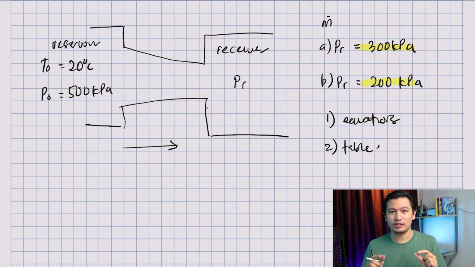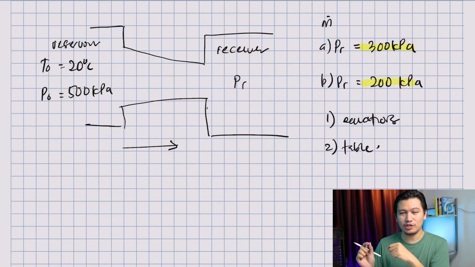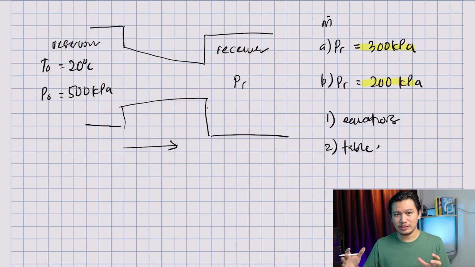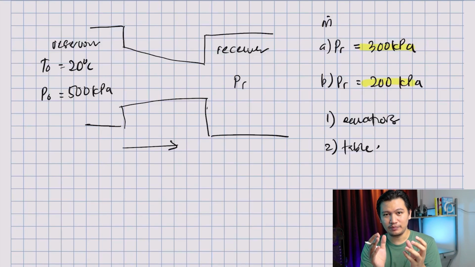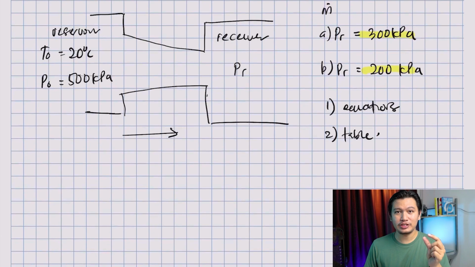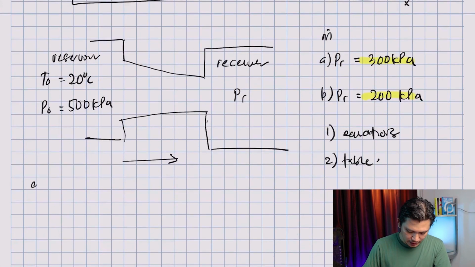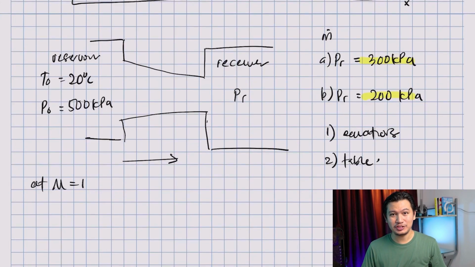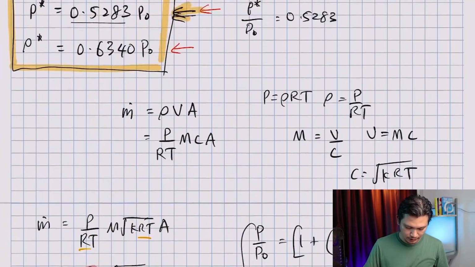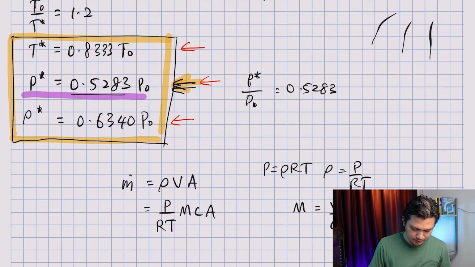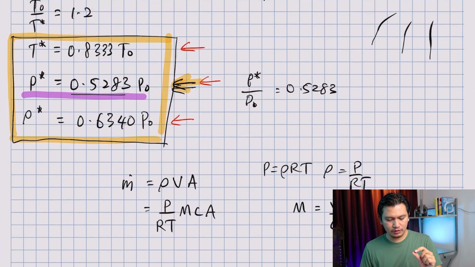And this phenomenon is called choking. As long as the Mach number is equal to 1, it doesn't matter if you increase the pressure difference, the mass flow will remain constant. And that is very important to determine. So let's see at what pressure the mass flow will choke. At Mach number equal to 1, we already have the relationship of pressure from before. Let me show you. I think this is the relationship. So when P star equals 0.5283 P naught, which is the pressure inside the reservoir, then the Mach number is equal to 1, which means the flow is choking.